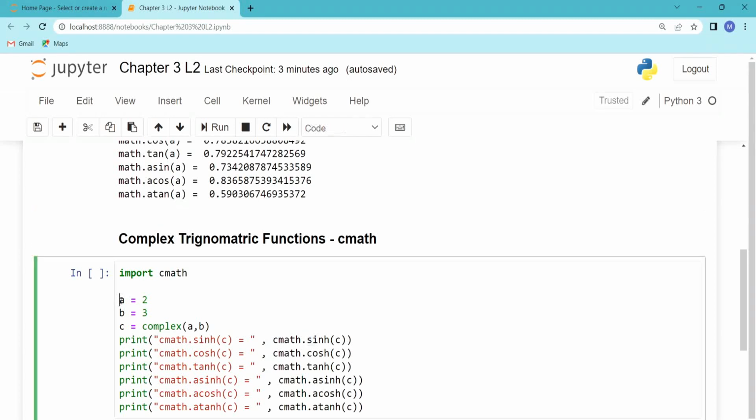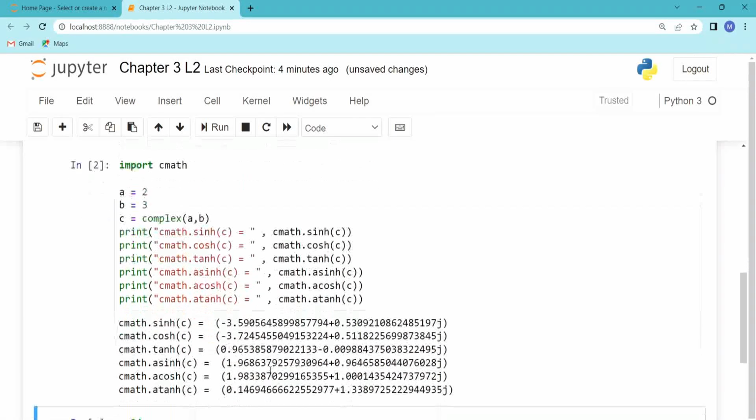So first we are forming a complex number by using a equal to 2 and b equal to 3. The answer will be c is equal to 2 plus 3j, and that value we are passing here. cmath.sinh will give us sine hyperbolic of c, similarly cosh, tanh, and their inverses. Let me execute it now, and you can see the values associated with the respective functions.